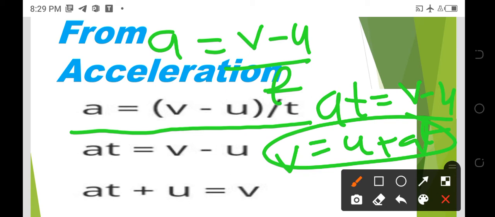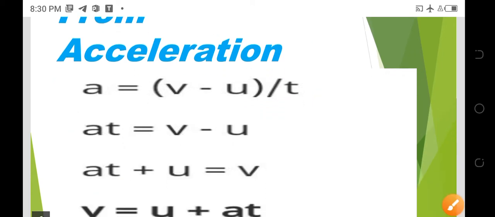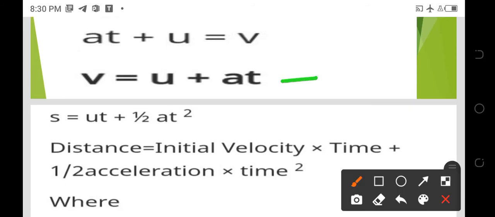This is your derivation here. That is from the acceleration concept. A equal to V minus U by T, then AT equal to V minus U, then AT plus U equal to V, which means V equal to U plus AT. This is the derivation of the first equation. Therefore, V equal to U plus AT. This is about the equation 1 derivation.